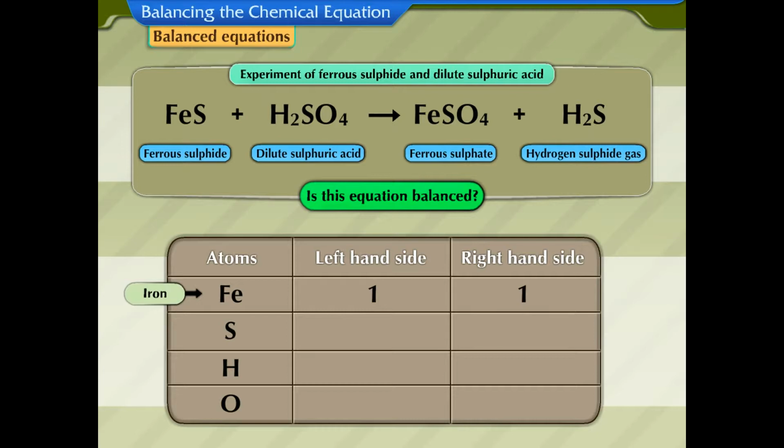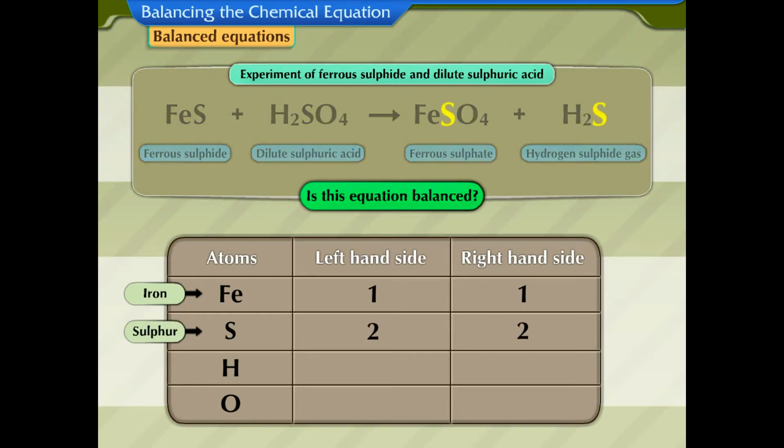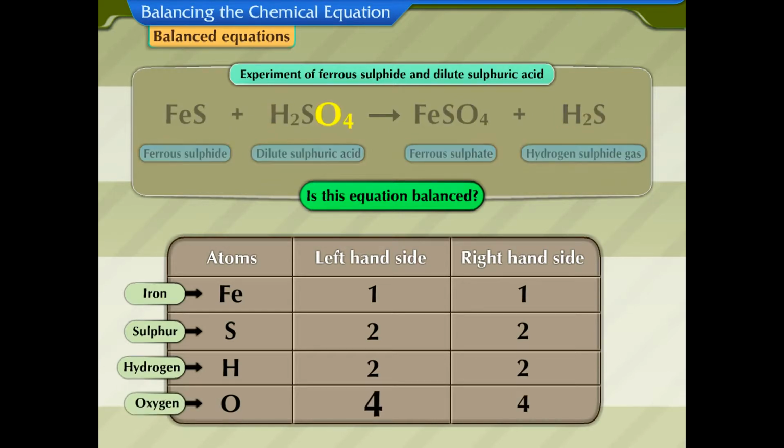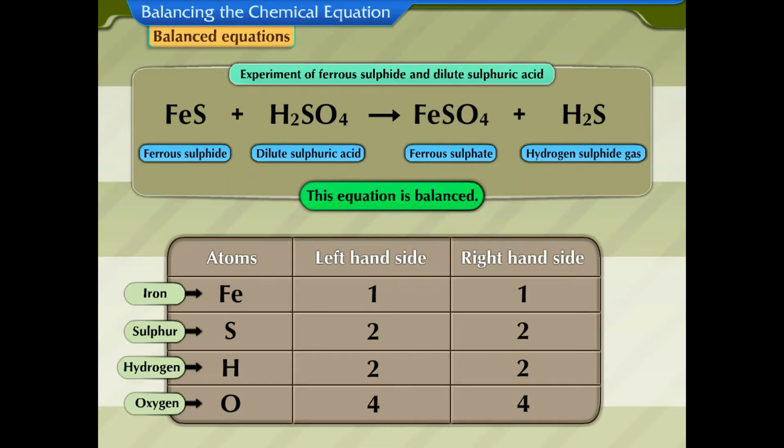There is 1 atom of iron on the left-hand side and the right-hand side of the equation. There are 2 atoms of sulfur on the right-hand side and the left-hand side. There are 2 hydrogen atoms on the left-hand side and the right-hand side. And there are 4 oxygen atoms on the left-hand side and the right-hand side. The number of atoms of each element on the left-hand side is equal to the number of atoms of each element on the right-hand side. Hence, this equation is balanced.